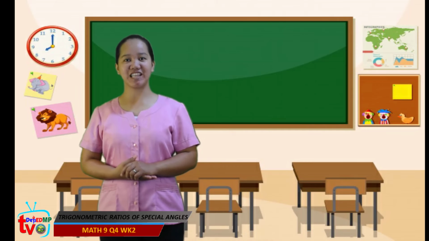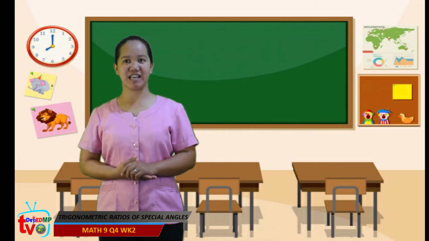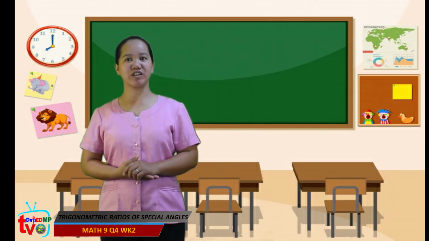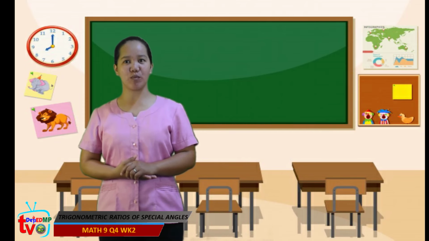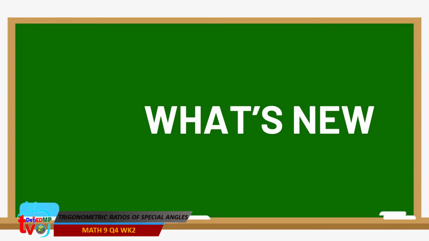How did you find Activity 1? It should be easy because we were just reviewing our past lessons. Now, are you ready for something new? Let's explore the properties of the special triangles so we can discover more about trigonometric ratios. So what's new?